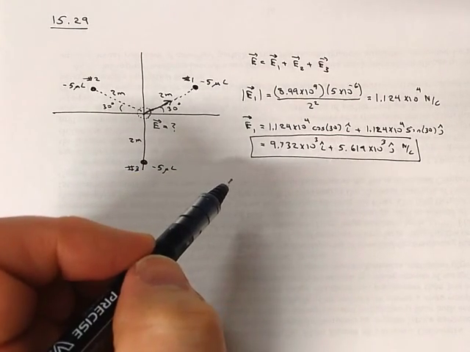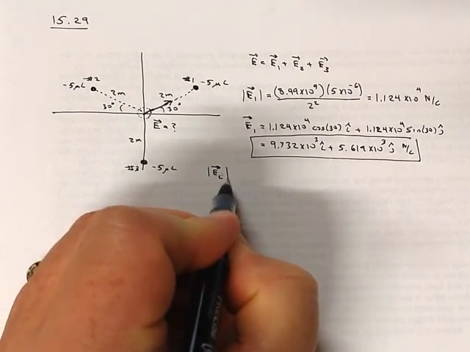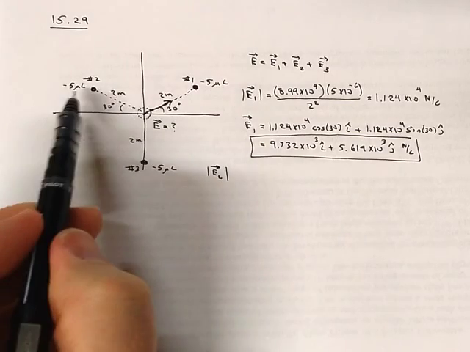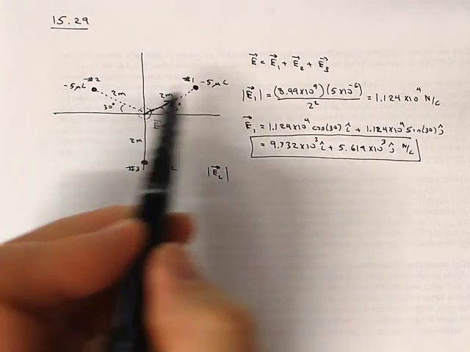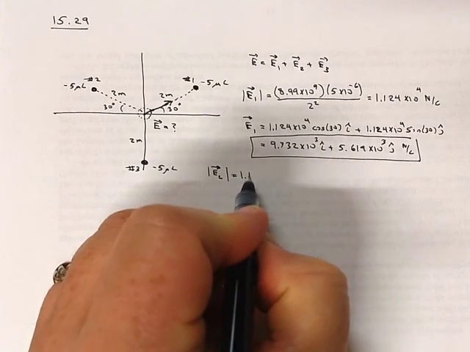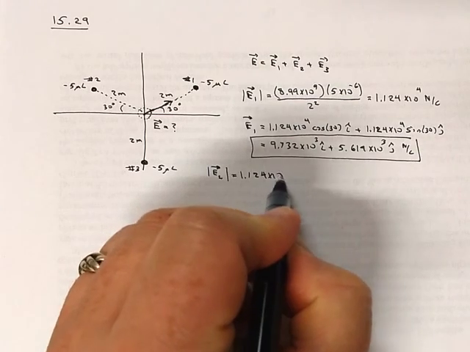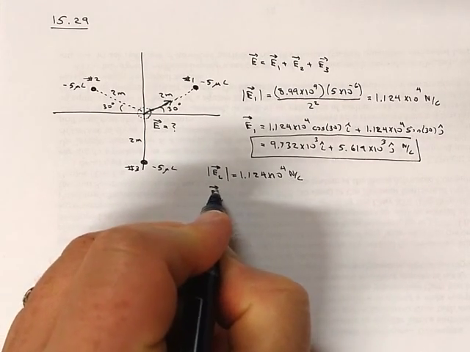All right, just 2 more to go. E2 is K times Q divided by r squared, which are all exactly the same numbers as this one. So actually I don't need to do it again, that's going to be the same magnitude, 1.124 times 10 to the 4th. But we do need the direction.